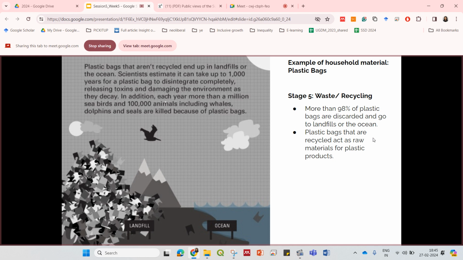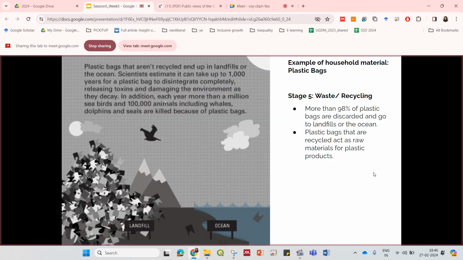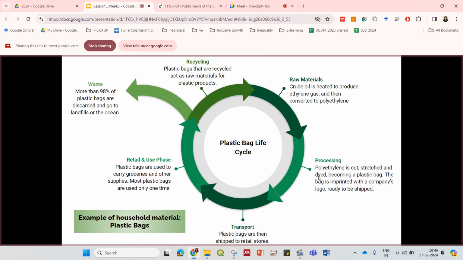Another option for this stage is that plastic bags can be recycled, and then they can further act as raw material for other plastic products. So focusing on all these stages, you can make a flowchart like this, starting from here, raw materials. The raw material for a plastic bag is crude oil, which is obtained from natural reserves of crude oil. Crude oil is heated to produce ethylene gas, and then that is converted into polyethylene. So that is the raw material stage.